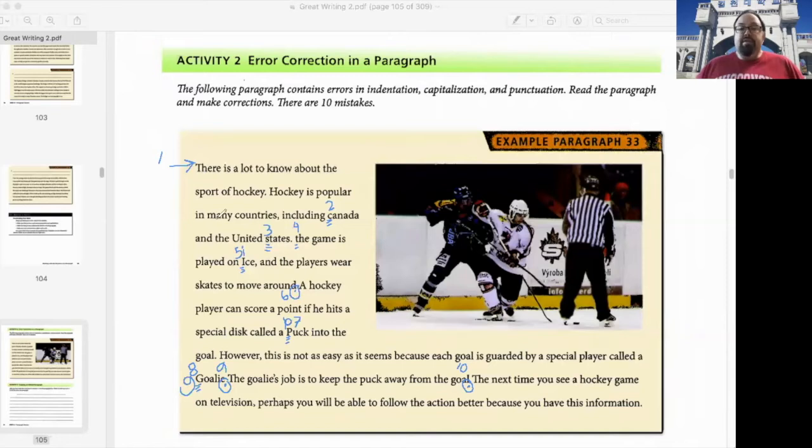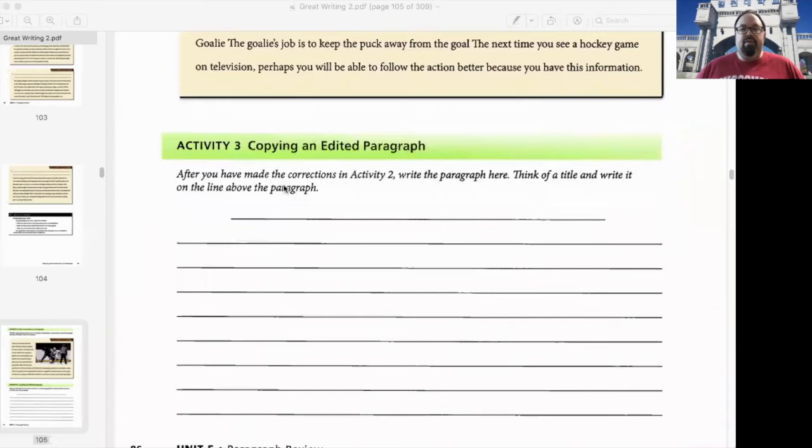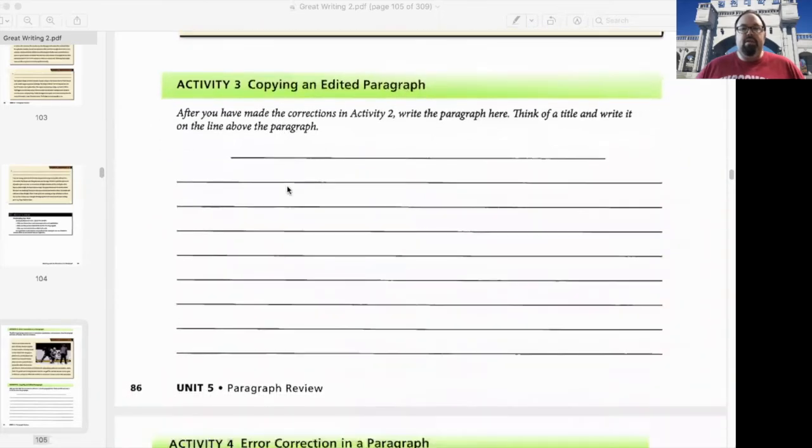So you're going to do the same thing. Let me clear this and go back to my mouse. You're going to do the same thing with the rest of these paragraphs.